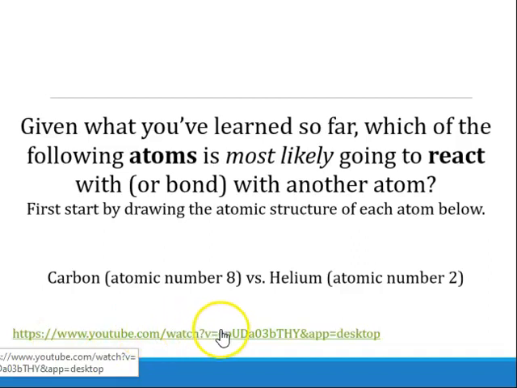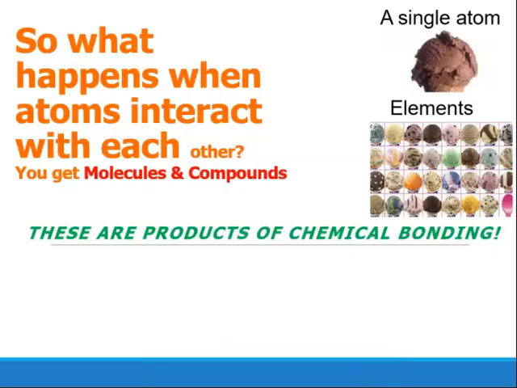Make sure you guys check out this YouTube video here that goes over basic atomic structure as well as the octet rule. So what happens when atoms interact with each other? You will get structures known as molecules as well as compounds.